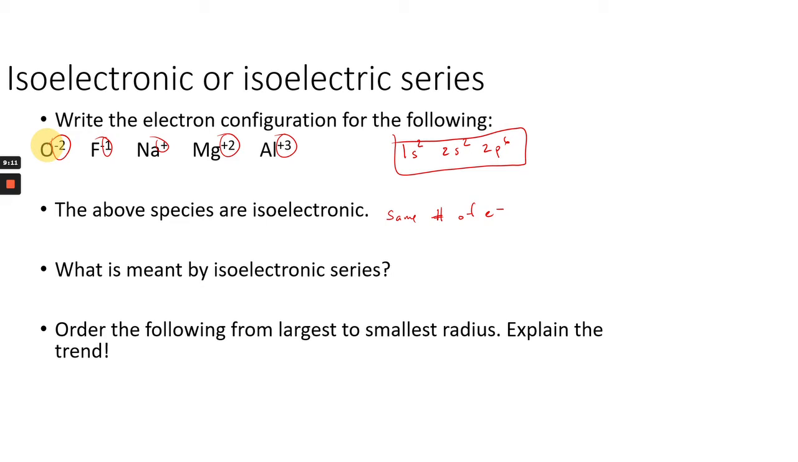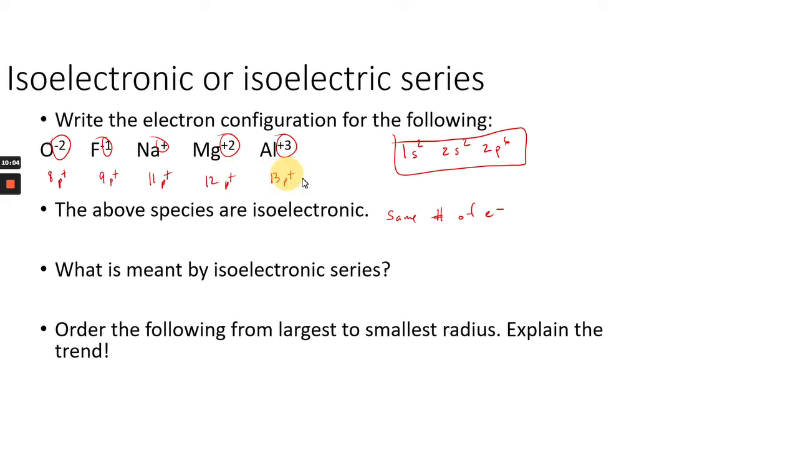So an isoelectronic series is a series of elements, or ions in this case, that all have the same number of electrons. Now, if you had to predict, how would you order this from the largest radius to the smallest radius? Well, let's look at each of these elements and write the number of protons that are in each of them. So oxygen has 8 protons. Fluorine has 9 protons. Sodium has 11. Magnesium has 12. And aluminum has 13.